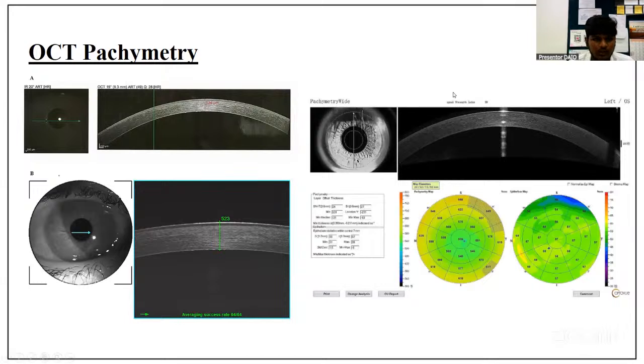So this is the OCT image of the corneal thickness. So we can measure the corneal thickness from the line using the ruler method.